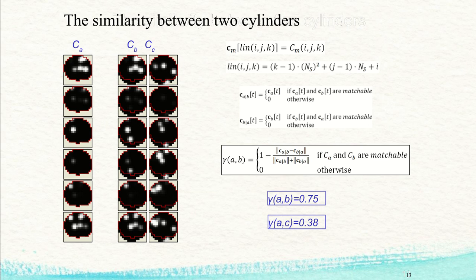Now we calculate the similarity between two cylinders as gamma of A comma B equal to 1 minus mod of CAB minus CBA upon mod of CAB plus CBA. It is interesting that these CAB and CBA are cell values, so they will probably be in the form of a vector. In this case we got gamma AB equal to 0.75 and gamma S equal to 0.38. Now moving to the next slide.